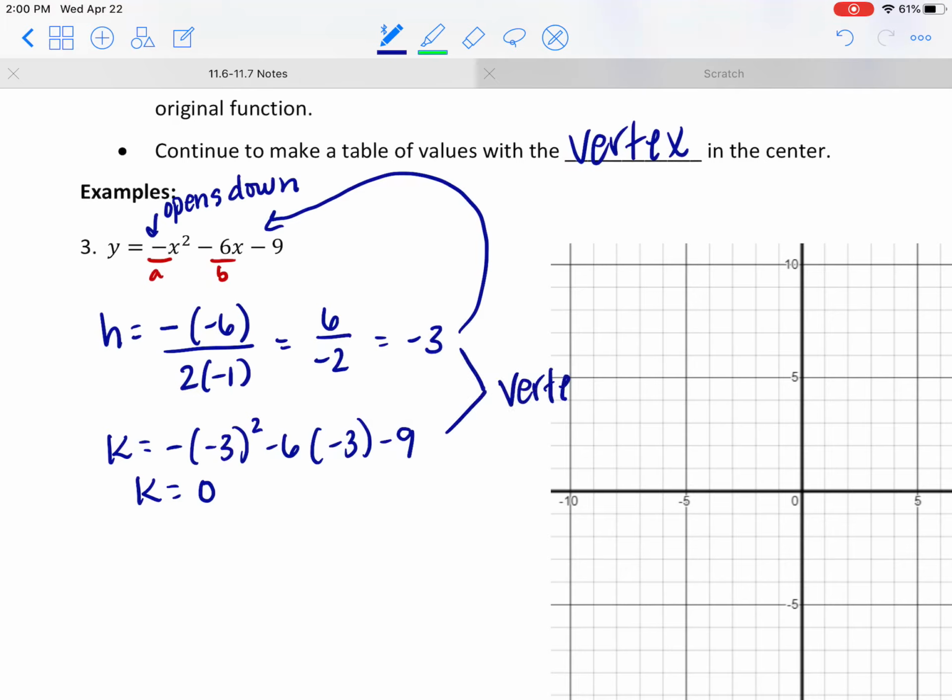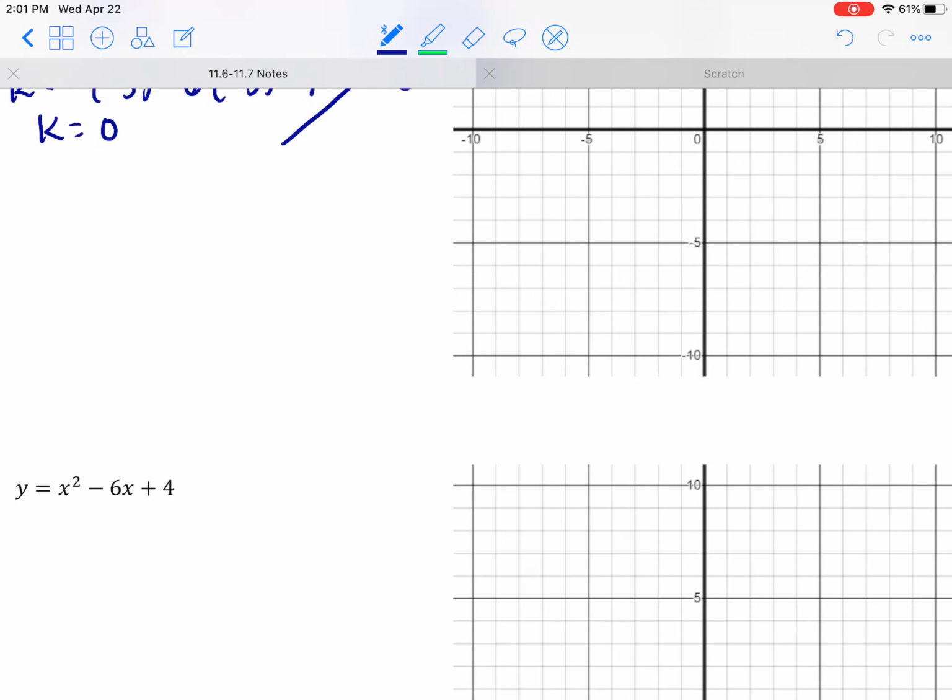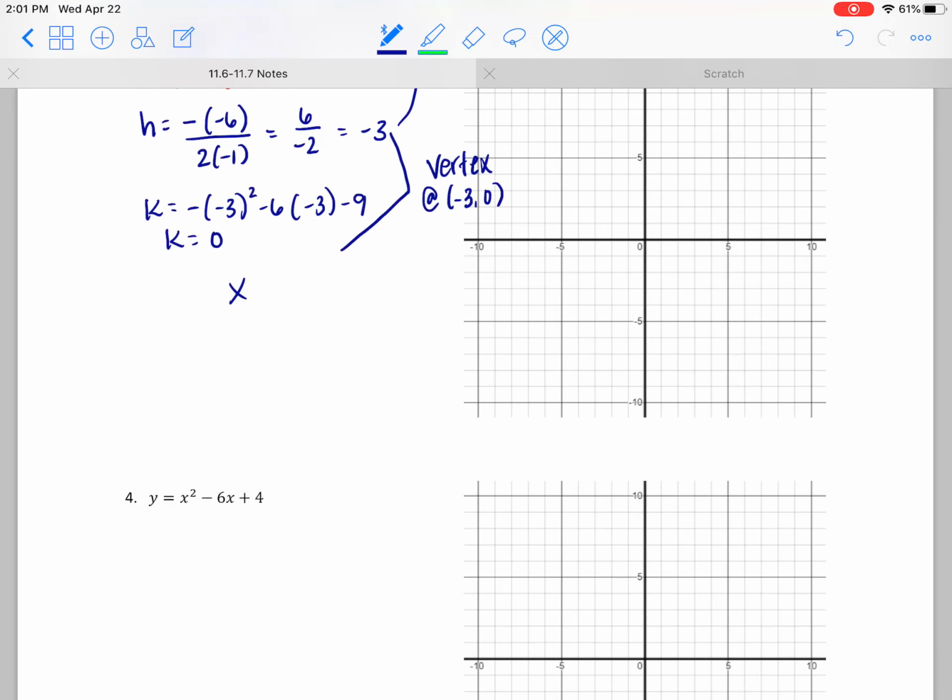Okay, so these two pieces tell me that my vertex is at -3 and this 0 here, my vertex is at -3, 0. Okay, so now I'm going to make my table. I'm going to put -3, 0 right in the center.